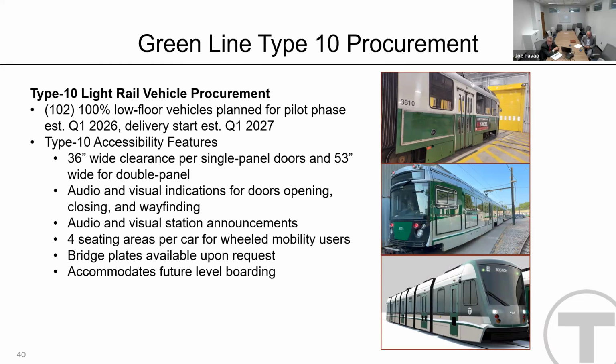The Type 10 accessibility features are 36-inch wide door. You'll notice on the rendering at the very bottom that front door is a 36-inch wide, and the remaining doors are 53-inch double wide doors. Audio and visual indicators for door opening, closing, and wayfinding. We'll be working with a system-wide accessibility group to make sure that all of these are appropriate for this vehicle.